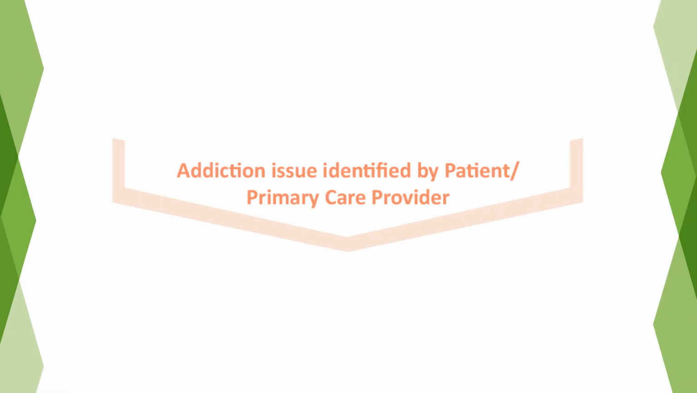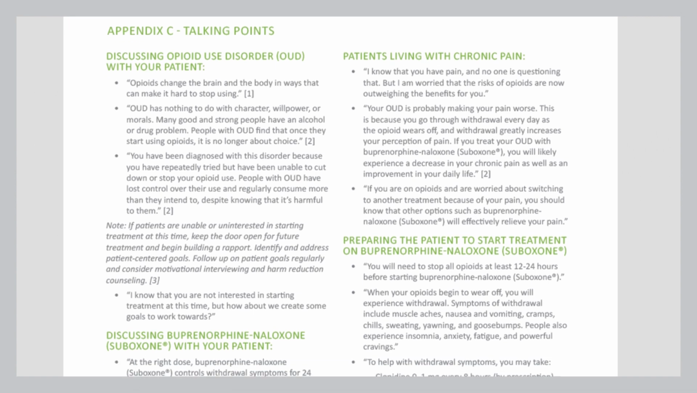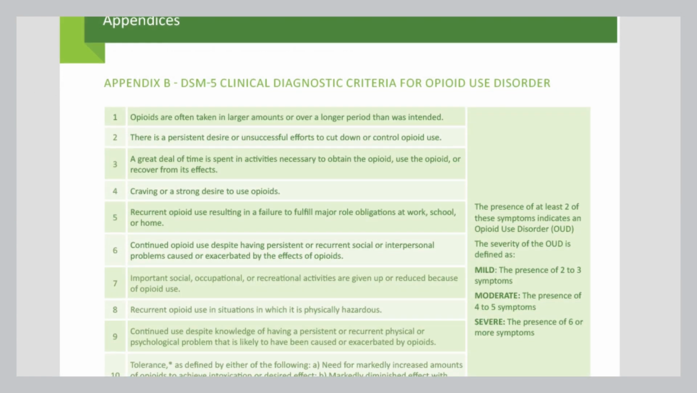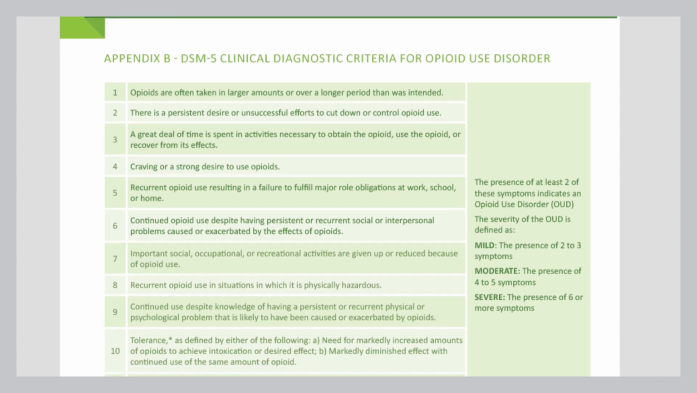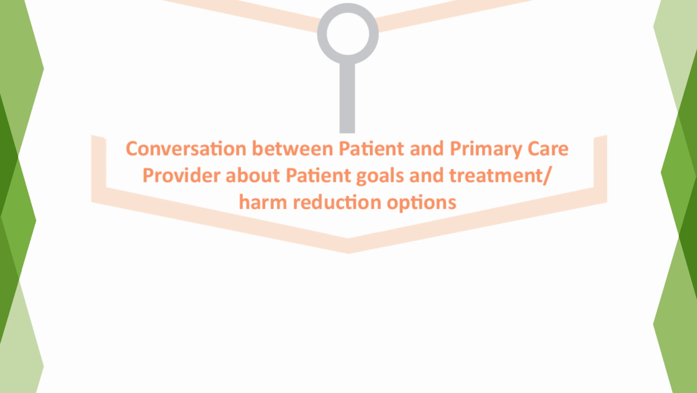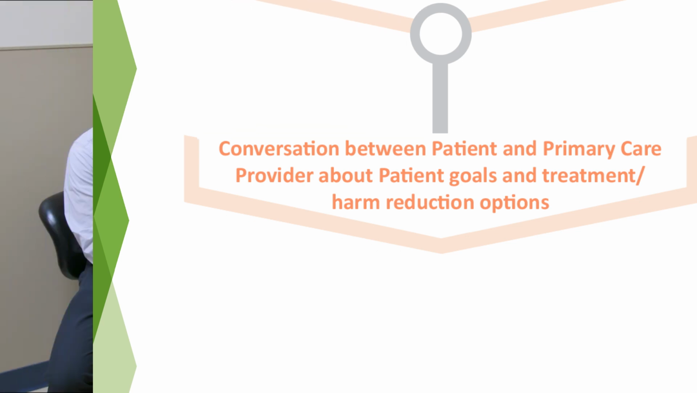If an addiction concern has been identified by the patient or one of their primary care providers, it is important to ensure a non-judgmental and supportive approach when discussing this concern with patients. Talking points to support these conversations and an opioid misuse screening tool are included in the Pathway and Toolkit document. Whether or not the patient agrees their opioid use is a problem, harm reduction approaches such as naloxone kits and needle exchanges should be explored.